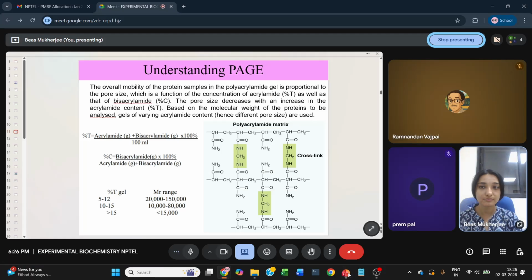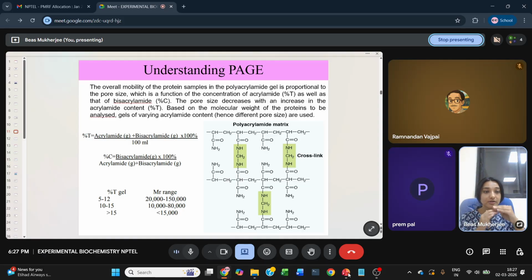Now we will go to a deeper understanding of this. You can see in this figure that these polyacrylamide chains are cross-linked by bisacrylamide. The overall mobility of the protein samples in the polyacrylamide gel is proportional to the pore size, which is a function of the concentration of acrylamide as well as that of bisacrylamide. So how big the pore is going to be depends upon the composition of your gel. The pore size decreases with an increase in the acrylamide content. As the percentage of gel increases, the pore size will decrease.